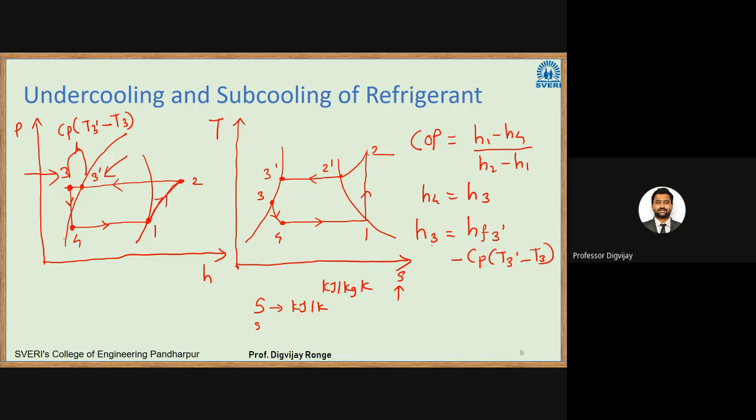So if you calculate H3, that will be equal to H4, which you can put in the COP formula and you can get the value of the coefficient of performance of a refrigerator which is operating on this cycle.